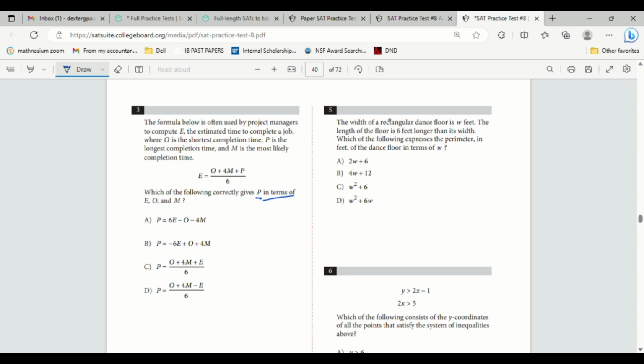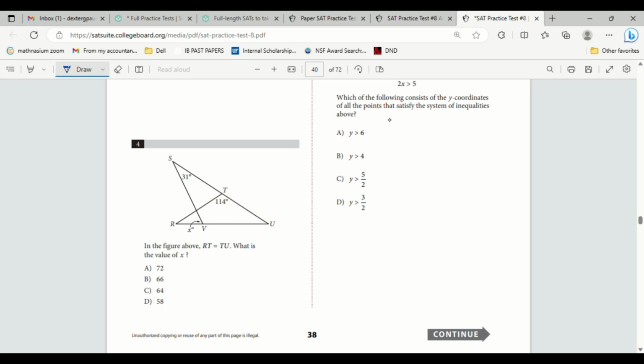So the first thing we can do is multiply both sides of this equation by 6 to get rid of that fraction. So 6E equals O plus 4M plus P. And now it's just a matter of moving everything that's not P over to the left-hand side. So minus O from both sides and minus 4M from both sides. 6E minus O minus 4M equals P. Which one does that show? Number 3 in this case is A.